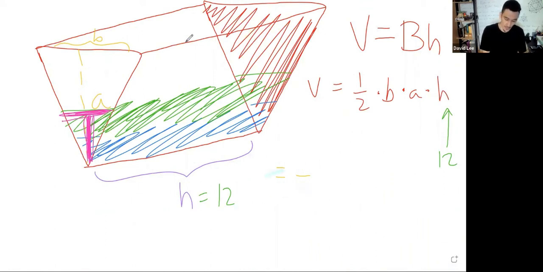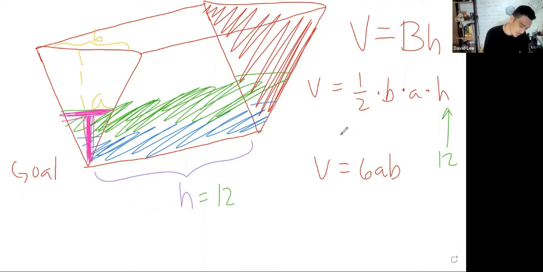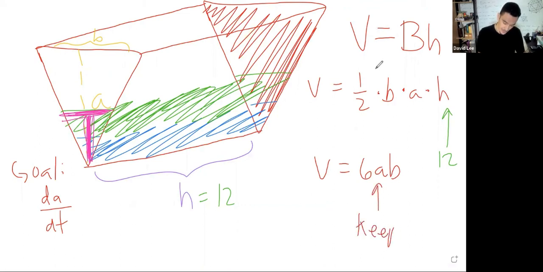So for that reason, we can update our volume formula. I think in that number 20, the goal was to find dA dt. A represents the height of the water. So I want to find dA dt. So I'm going to keep A, and I'm probably going to try to get rid of B. I want this to be gone. How can I get rid of B?